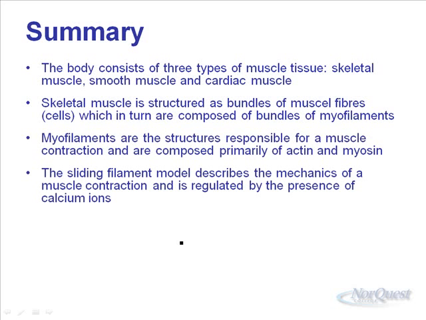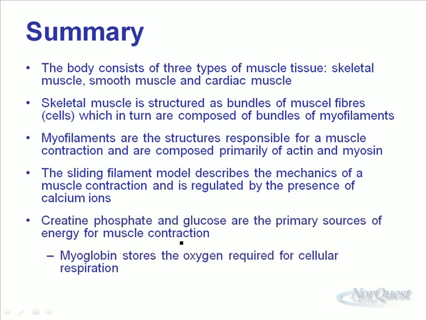The sliding filament model describes how actin and myosin move along each other to cause a muscle contraction in the presence of calcium ions. Creatine phosphate and glucose are the 2 primary sources of energy for a muscle contraction. So that's where the energy comes from.